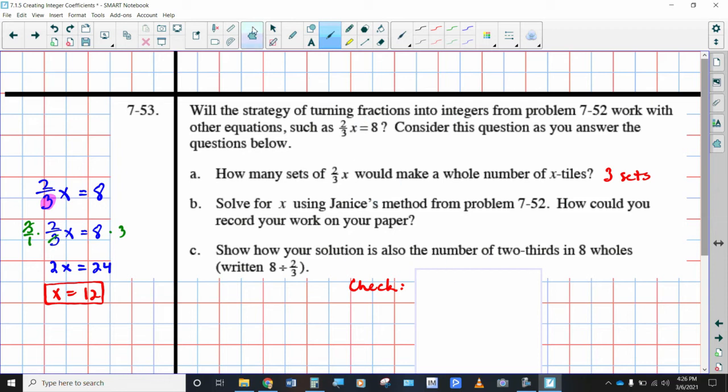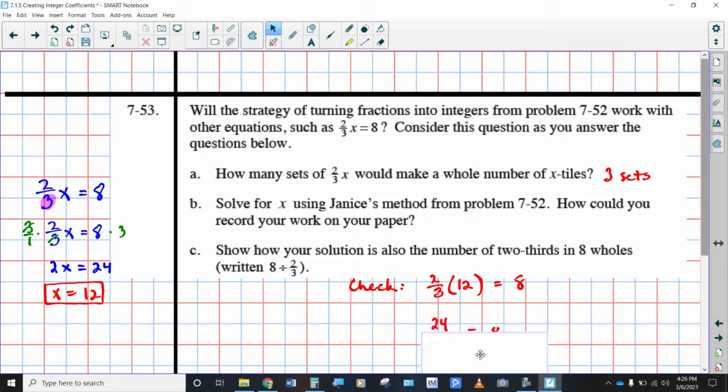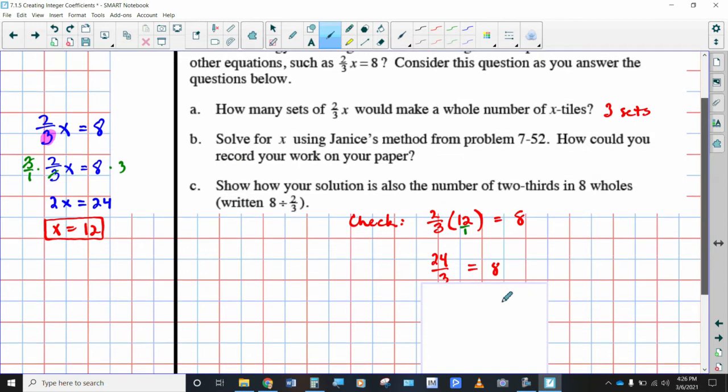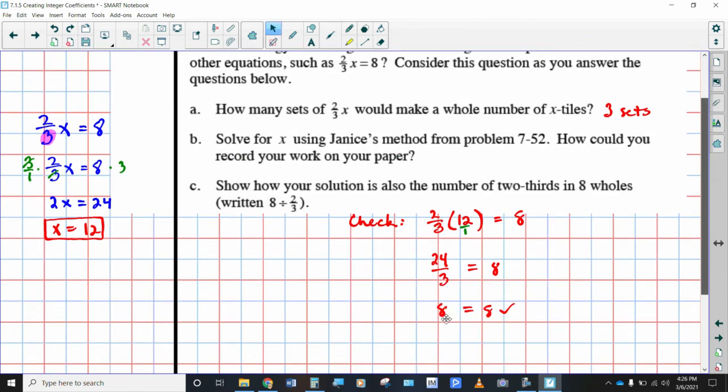So let's check it and make sure that is actually true. If we take 2/3 of 12, then we are multiplying 2 times the 12, and 3 ends up being multiplied times a little ninja 1 down there, so that becomes 24/3. And what is 24/3? It's the same as 8. So we know that the answer is correct. 2/3 of 12 is equal to 8, so x has to be equal to 12.